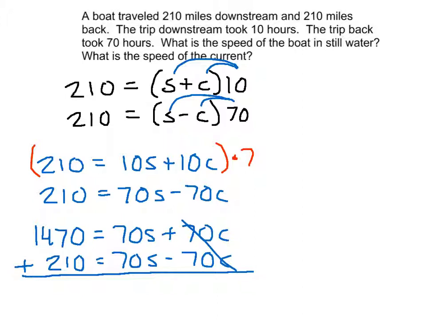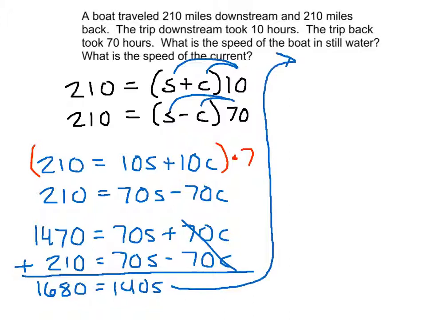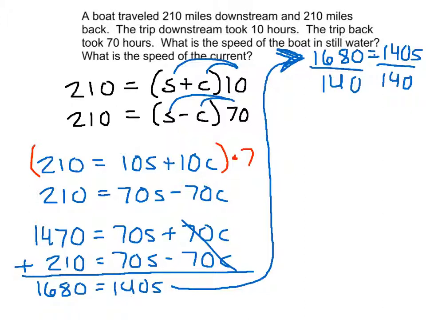So then we have to add the numbers on the left-hand side of the equation and then on the right-hand side. So here we end up with 1680 equals 140s. And I'm going to move this to the top up here just to save some room. So we have 1680 equals 140s. And in order to get that s by itself, we have to divide both sides by 140. So when I divide both sides by 140, let me plug it into my calculator real quick and see what we get here. I'm going to end up getting s equals 12.